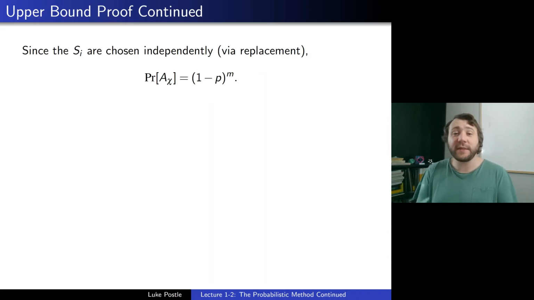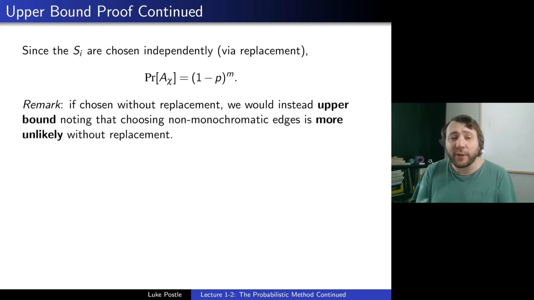We want to avoid the thing, so we take the product over all of the M's. So that would give us this. It's exactly equal to (1 minus p) to the M. So here I'll note that if you've chosen it without replacement, if we did it again without replacement, so you had to take distinct sets.